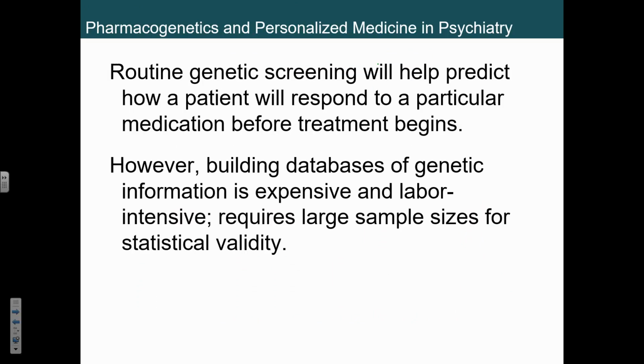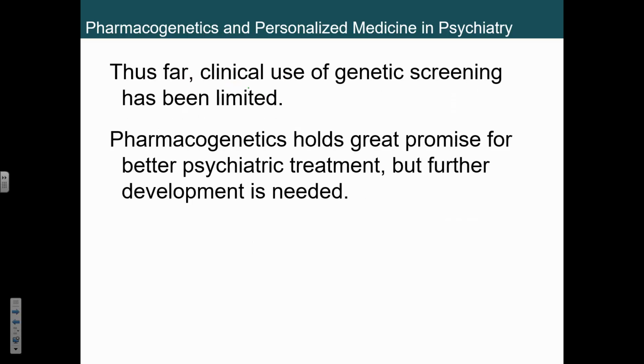Polymorphisms, we talked about all of that. Routine genetic screening is going to be important, but people aren't doing it. It's costly. A lot of insurance companies won't cover it. I don't know if you guys know about insurance or not at this point in your life. You should. That's something to keep in mind.